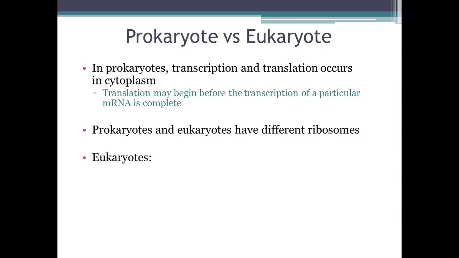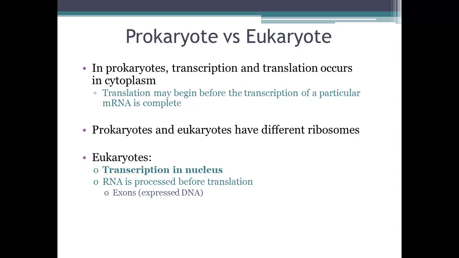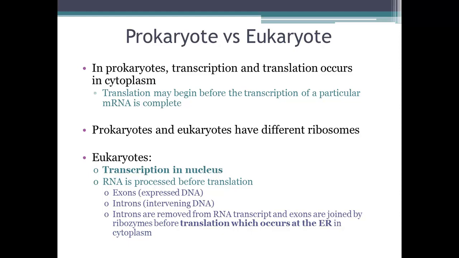In eukaryotes, transcription occurs in the nucleus. RNA is processed before translation. In the mRNA, you have exons, which are expressed DNA. You have introns, which are intervening DNA. The introns are removed from the RNA transcript, and the exons are joined by ribozymes before translation, which occurs at the ER in the cytoplasm.